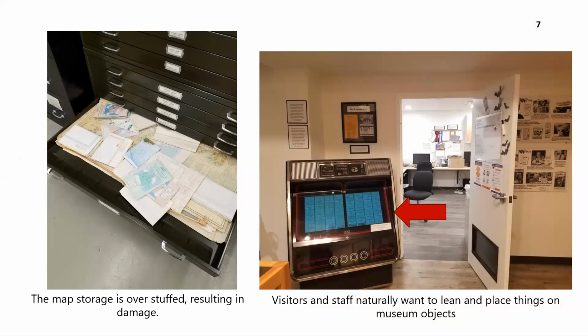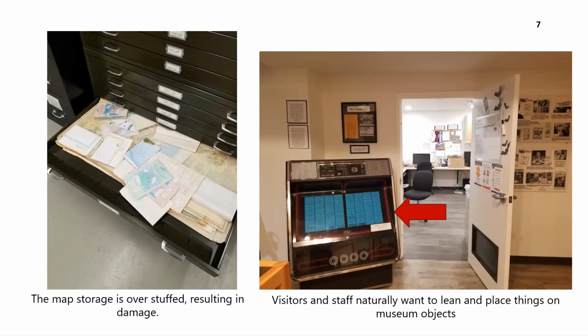An example on the right is a jukebox in the exhibit area right beside the staff room. And so visitors and staff naturally wanted to lean on it and place things on it because they just wanted to lean on it and talk to the staff and see what's up. And so that's another example, not as severe, but coffee cups definitely were placed on top of it a lot, which was not very appropriate, but it happens.